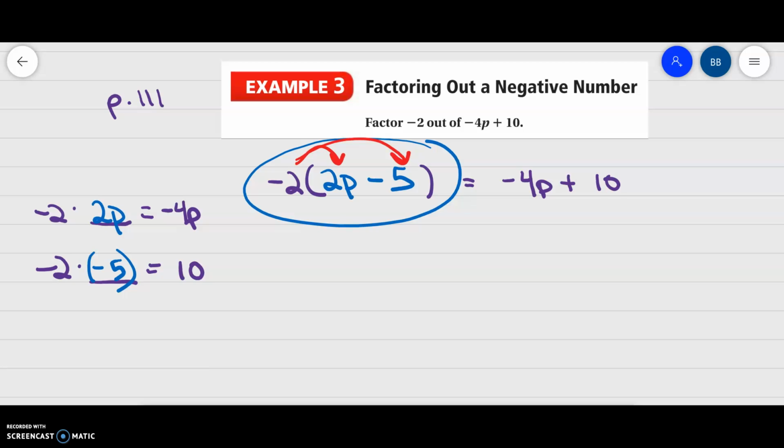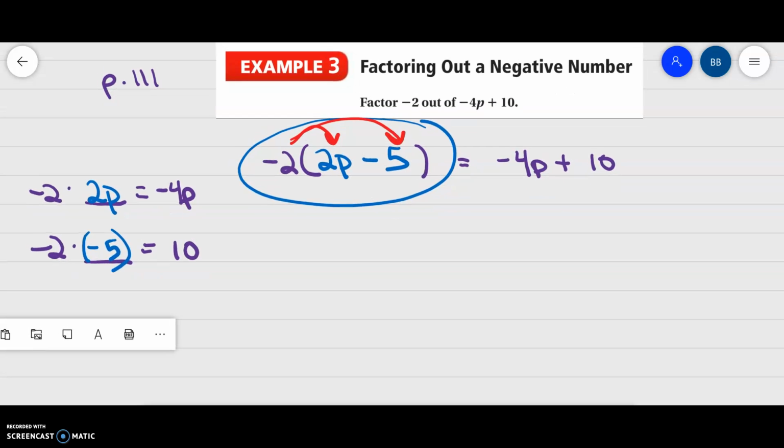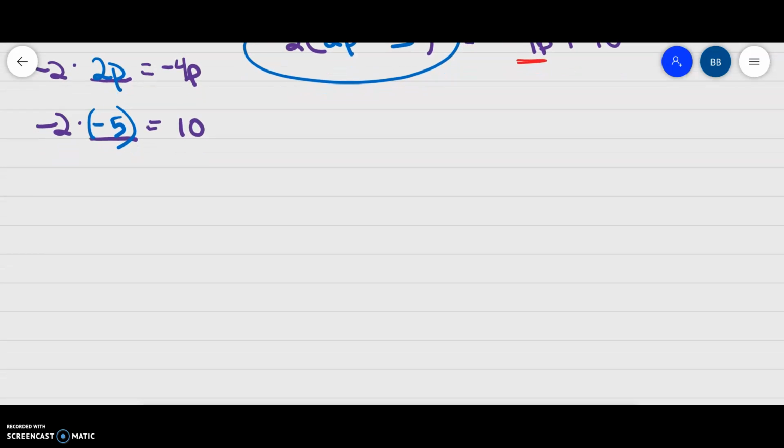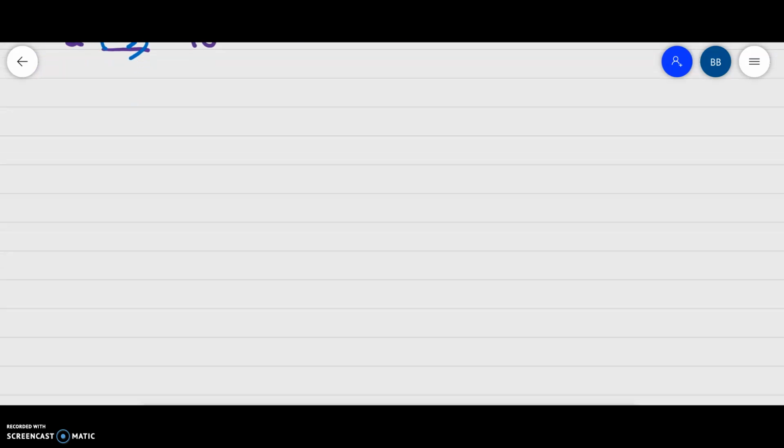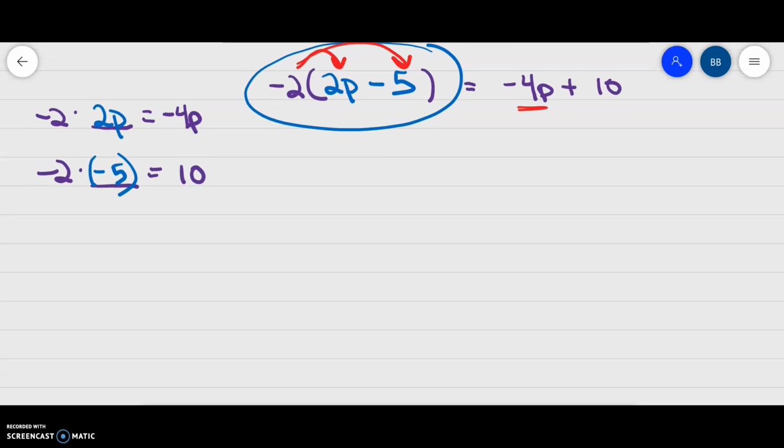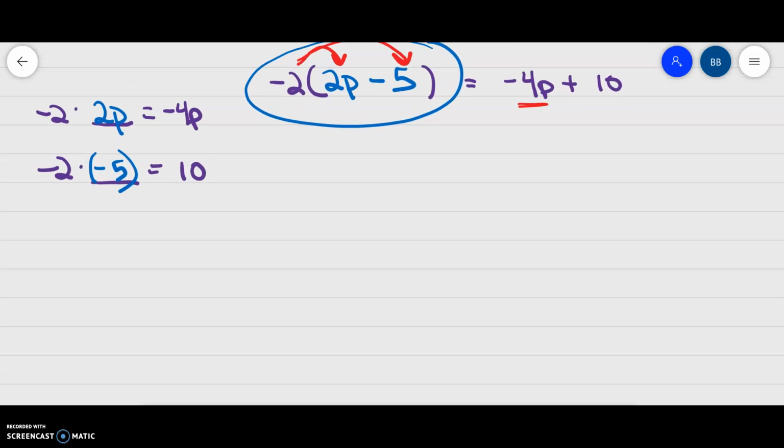Go us! I just want to go over one other way to do this problem with you. So the first way is to use your factor and think, oh, I multiply that by what to get to my original term. The second way is, I'll leave the first way so you can see it. So we're starting with negative 4p plus 10. And we're factoring out a negative 2.